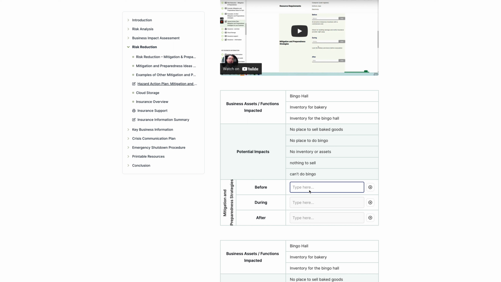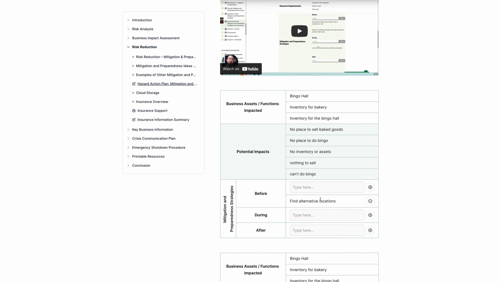So beforehand, maybe a mitigation and preparedness strategy we could do is to find alternative locations. And then we're going to click the plus button and add that mitigation and preparedness strategy. We're also going to say we can find alternative suppliers. Those are two great mitigation and preparedness strategies we can do before a wildfire occurs to our business.